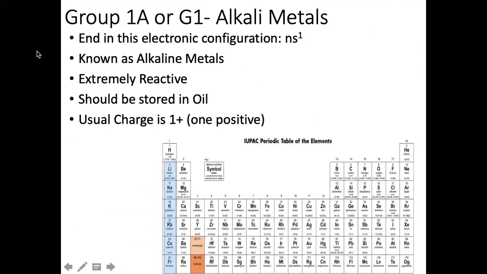Okay? Now, Group 1A or Group 1 are known as alkali metals. It ends in the electronic configuration of Ns1. These are known as alkaline metals. They are extremely reactive, so these elements should be stored in oil. And the usual charge of this is 1 positive, meaning to say these metals could easily give up 1 electron. The S1 can be given up as 1 electron. Meaning to say 1 positive, it could be lost, right? It could be given to another element.